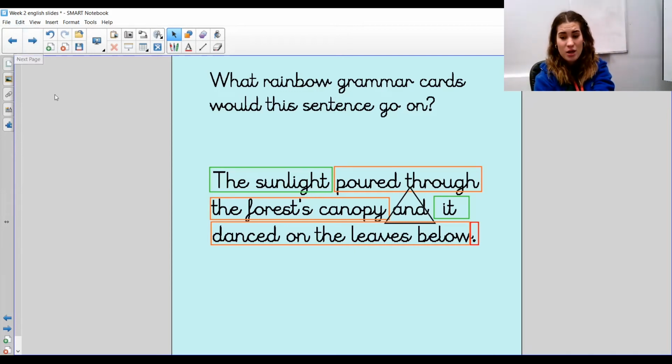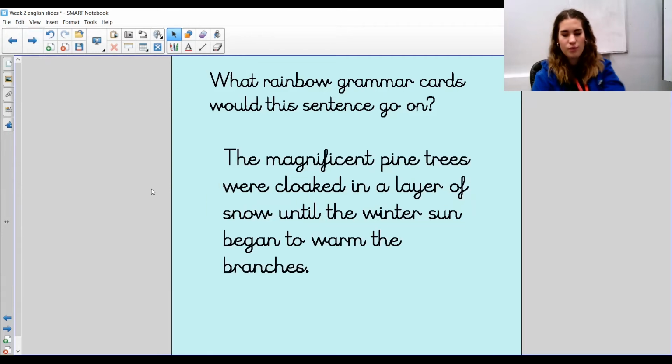Fabulous. Hopefully, we remembered that knowledge about our compound sentences and we got those on the correct cards. Bonus points if you remember the triangle as well. Wonderful. Here's another one for you to have a go at then. This is our third type of sentence and the one that we've done most recently. So hopefully, we should all remember what card this sentence is going to go on. So we want to pause the video now and have a go at writing it in your rainbow grammar colours. Or if you don't have the colours, you can just label it. Okay, how do you think this would look on rainbow grammar colours?